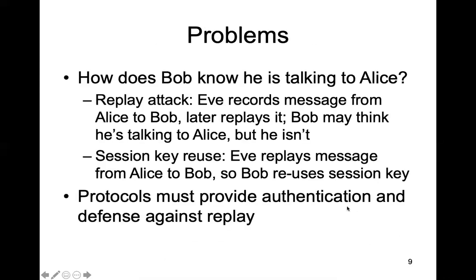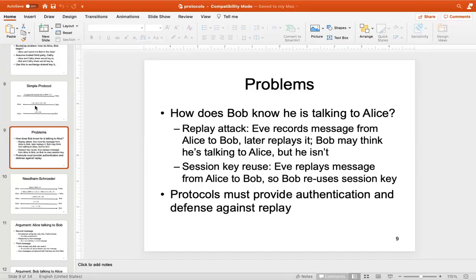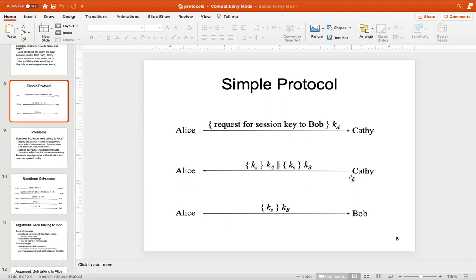But this protocol has some problems. The problem is that in this particular protocol, Bob has no way of knowing that he's talking to Alice. Somebody is sending this KS encrypted with KB and claiming to be Alice. But how does Bob know that he's talking to Alice in the first place? It could be the adversary who is looking at the transcript of these messages. Eve may be looking at this transcript, and at some later point in time, she might take this message, strip out the first part, and then just send KS encrypted with KB to Bob.